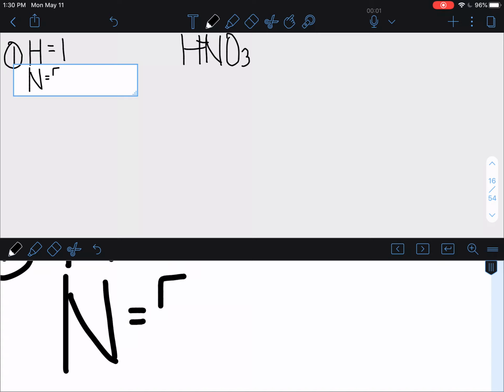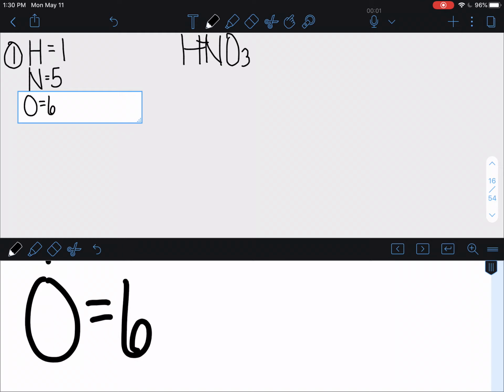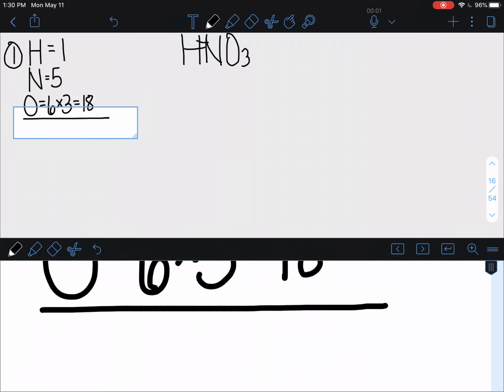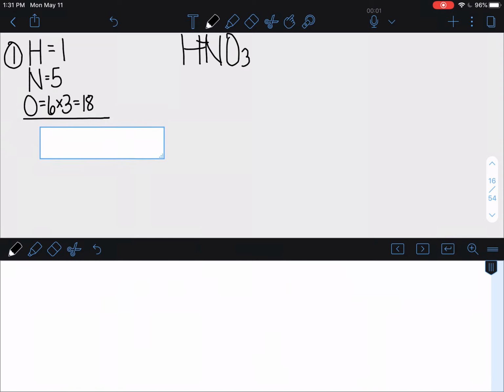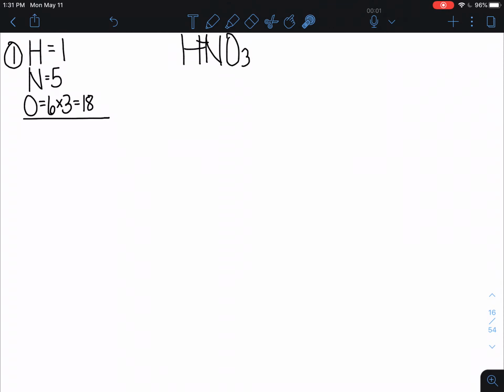Nitrogen always gives you 5 valence electrons, and oxygen is going to give you 6, and there are 3 of them, so that's a total of 18. So if we're going to add all of these up, just to let you know, there's not an extra electron floating around in here, because collectively this guy's not charged. So we're just going to add it up normally. We have 18 plus 5 (plus 1 from hydrogen), so that's 24.